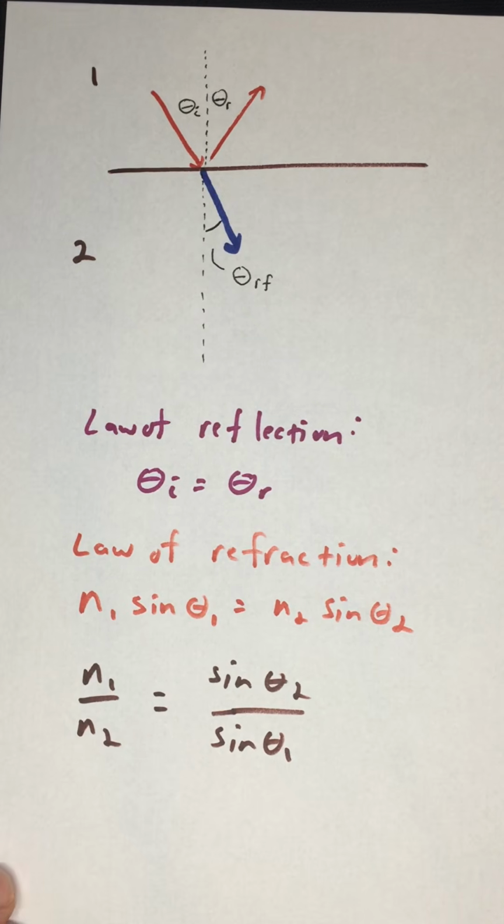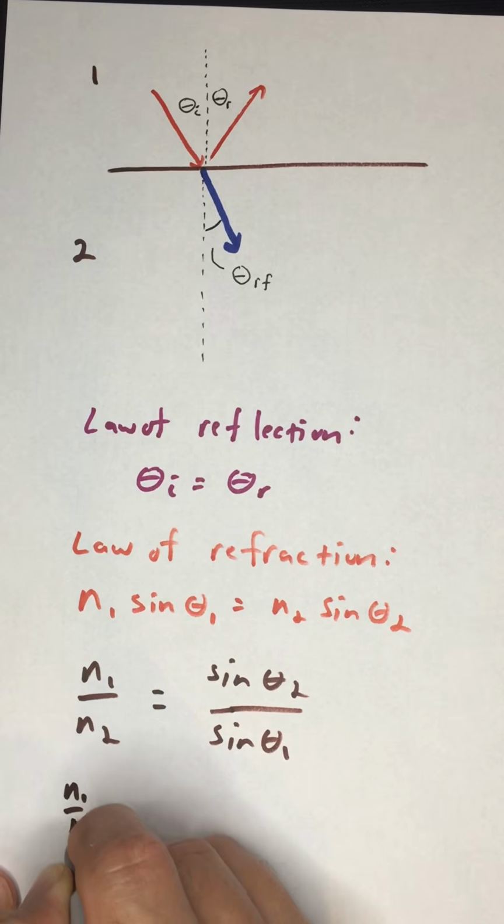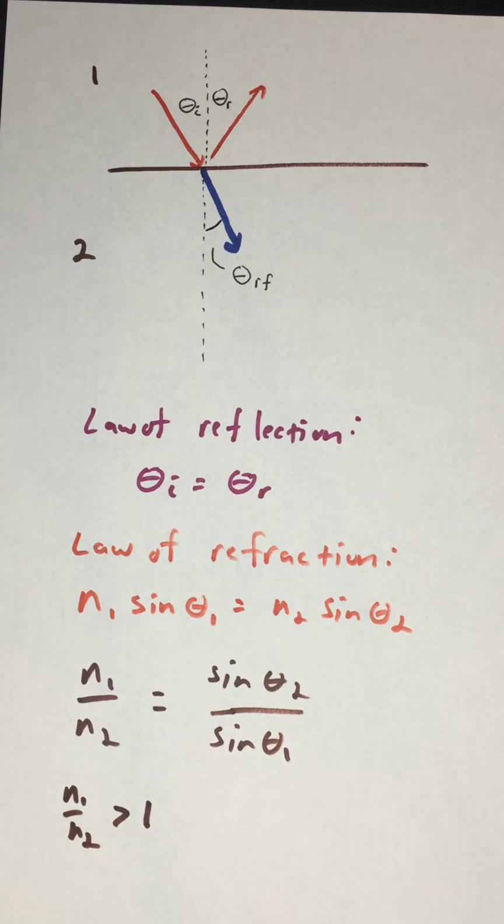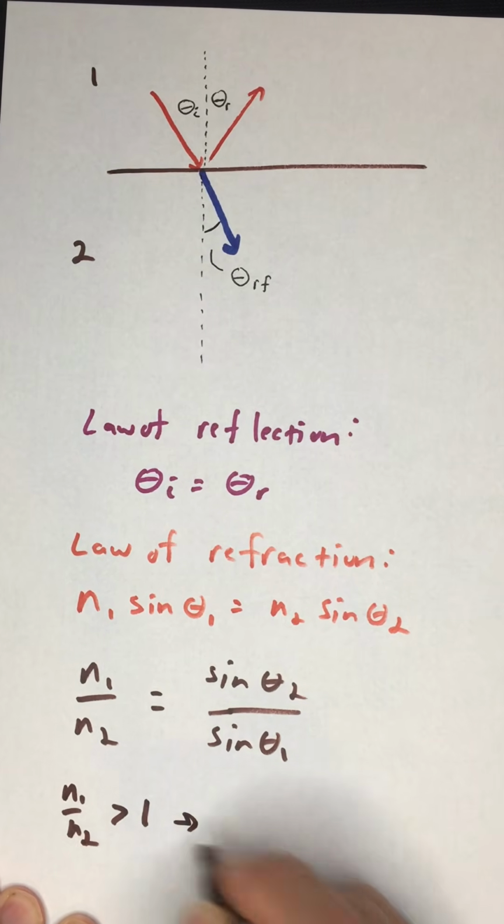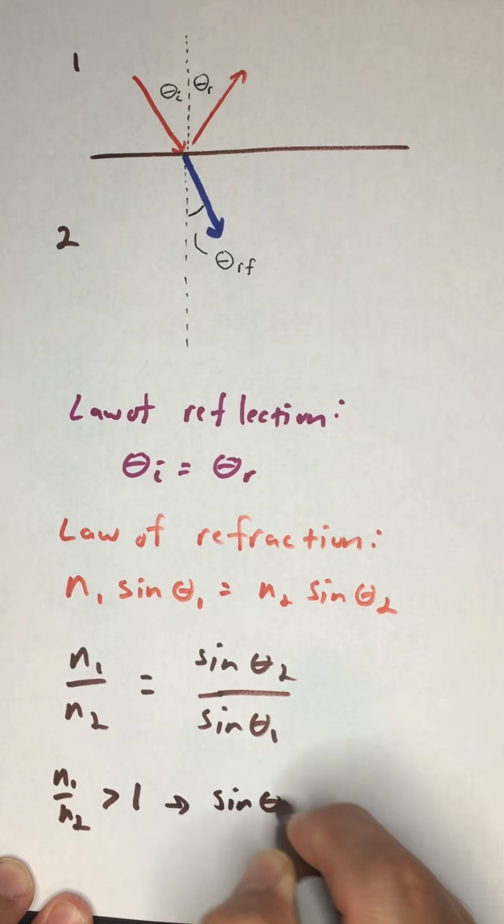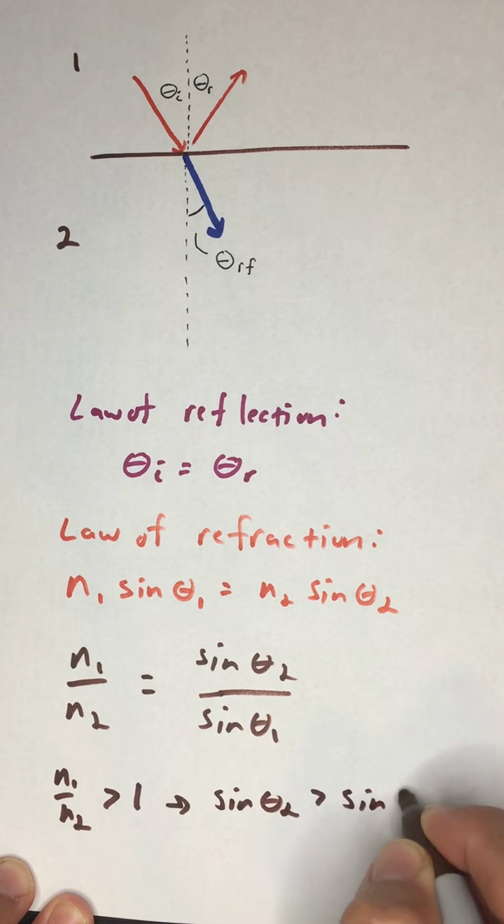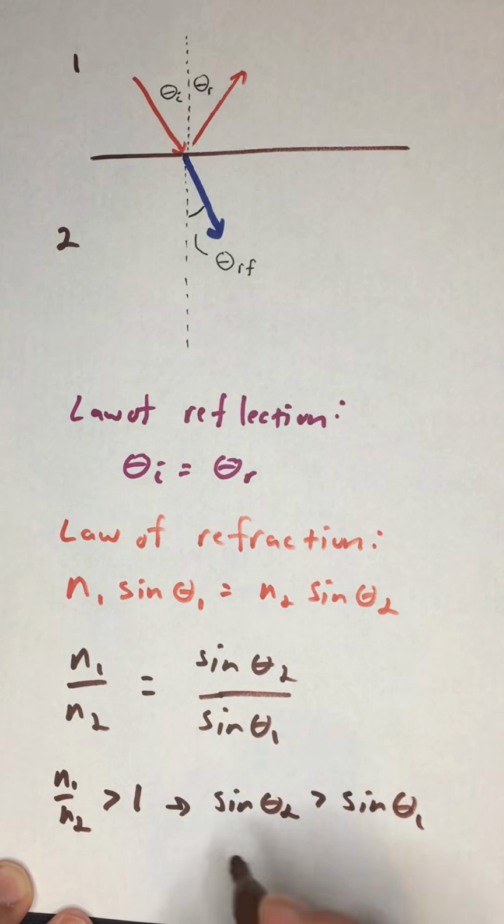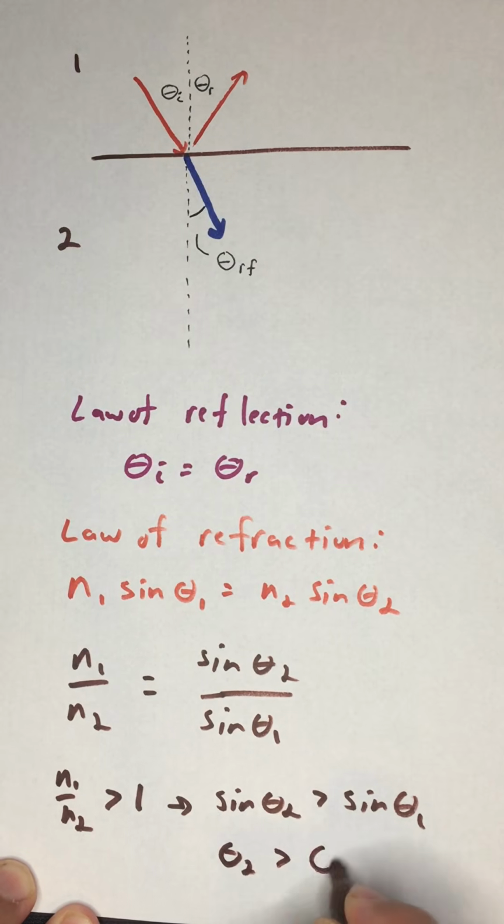But case 1 is this. N1 over N2 is greater than 1. Anytime I have a fraction, it could be less than 1, it could be 1, it could be greater than 1. I've already said that 1 is uninteresting. But what about this case? N1 over N2 is bigger than 1. That means the numerator's bigger. What that means is that on the right side, the numerator's bigger. That means sine theta 2 is bigger than sine theta 1. Right? Which also means, because these are both sines, theta 2 is bigger than theta 1.